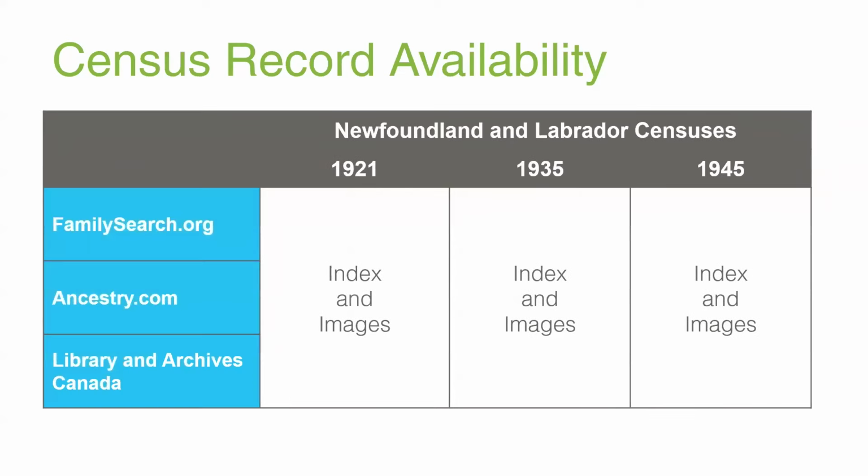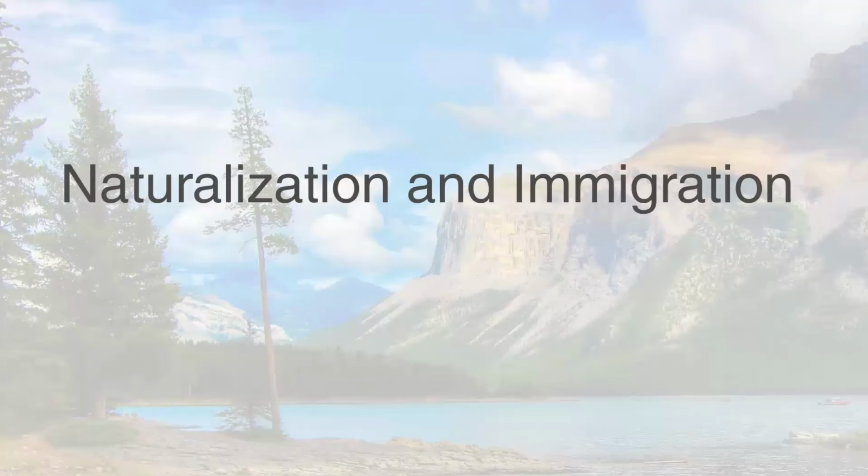In Newfoundland and Labrador, while they didn't join Canada until way later in time, they do have some of their own separate censuses that were created. So it's important to check out the 1921, the 1935, and the 1941 censuses to see if you can find your ancestors in those areas. All right, moving into naturalization and immigration.